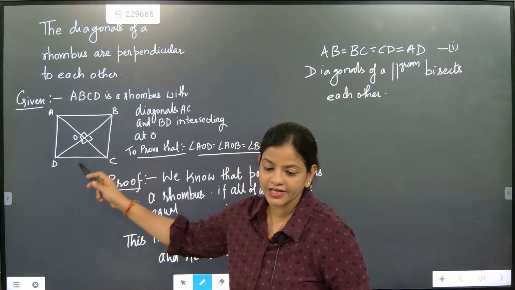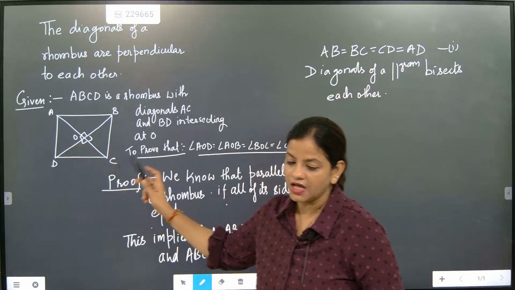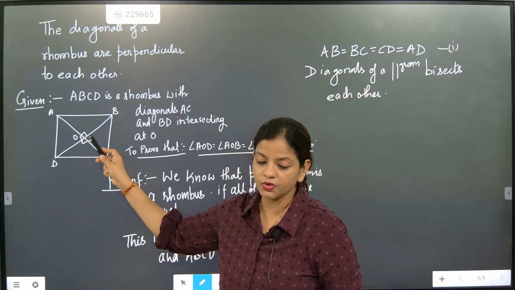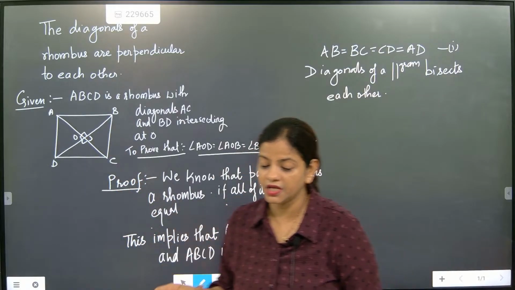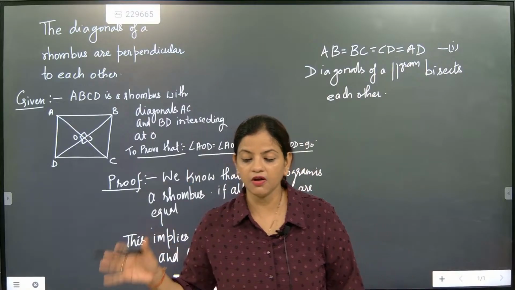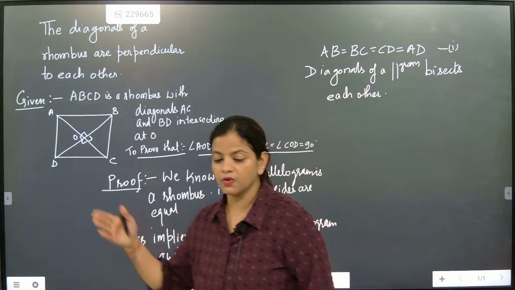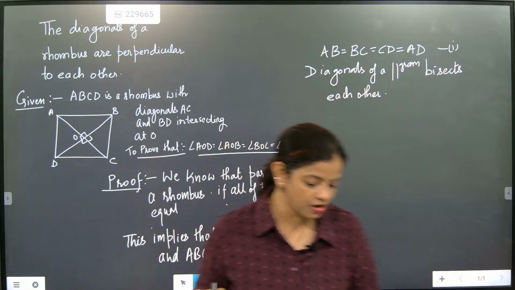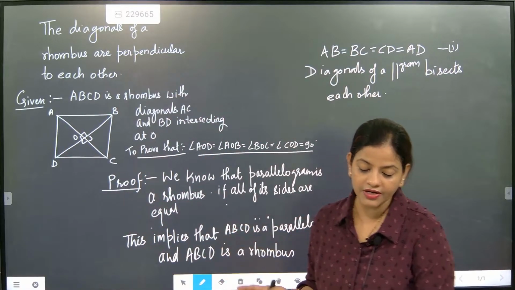When they are bisecting, see, this and this is cut. That means OA is equal to OC, OB is equal to OD. This is exactly the meaning of bisector. Understood? Absolutely correct. I hope you might have understood, beta.